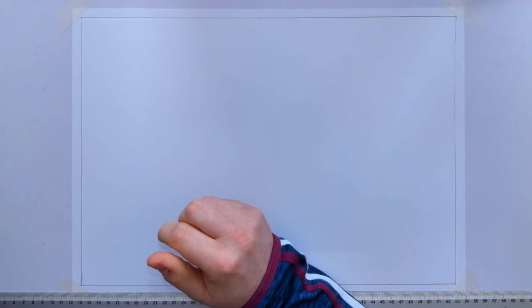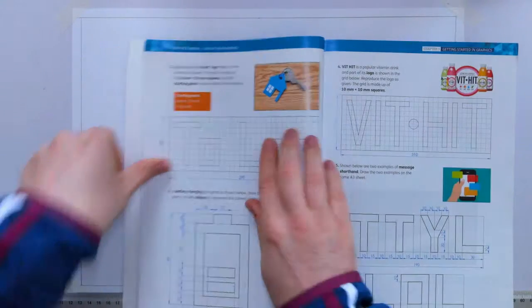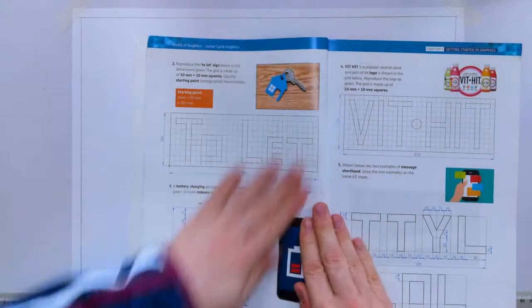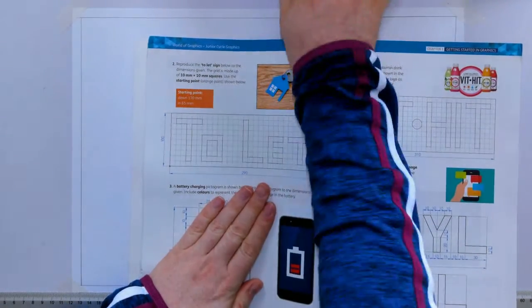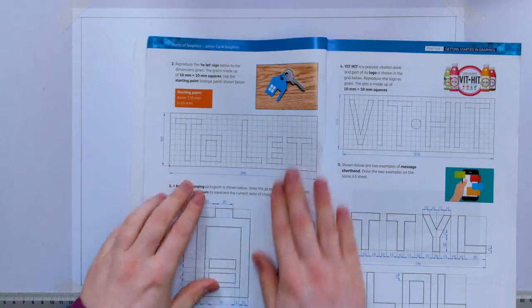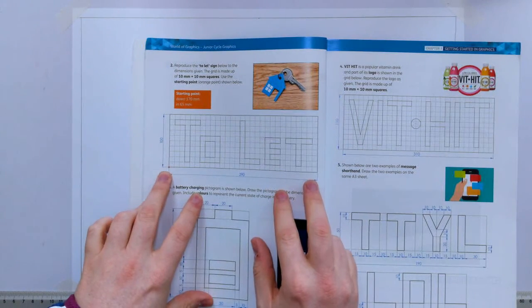Okay. So we've got a border in, and next we're going to take a look at the question. And the question we're looking at is this one here. Now there is an image up on your Teams, and there is an image on your class notebook as well. They're all there. So we're looking at this sign. It's a to-let sign.